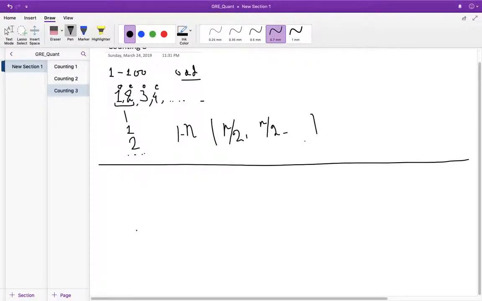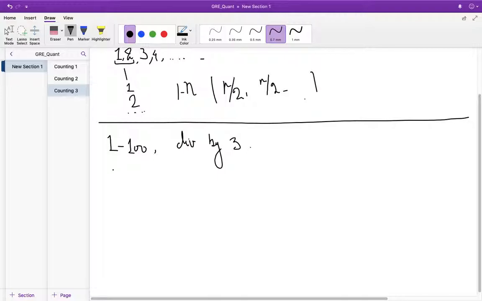Let's go to another problem, which is given the numbers in the range 1 to 100, how many numbers are divisible by 3? The pattern here to note is that if you are given a triplet, you would find one number which is divisible by 3. Given another triplet, you are sure to find that there is one more number which is divisible by 3, and by triplet I mean a consecutive set of numbers.